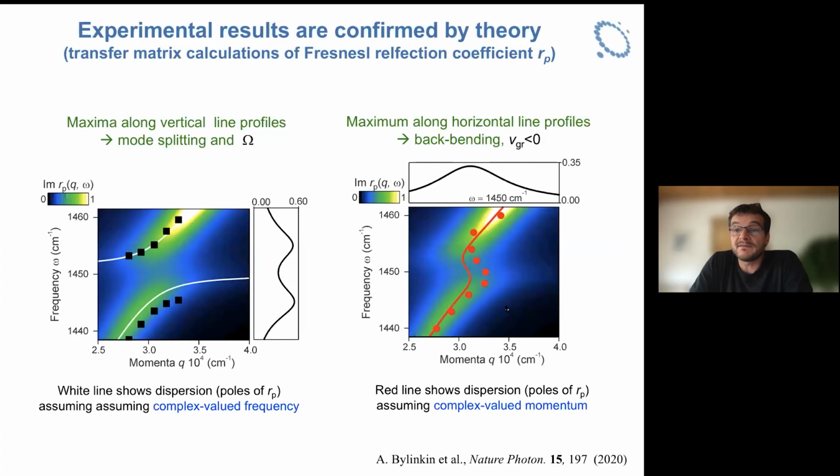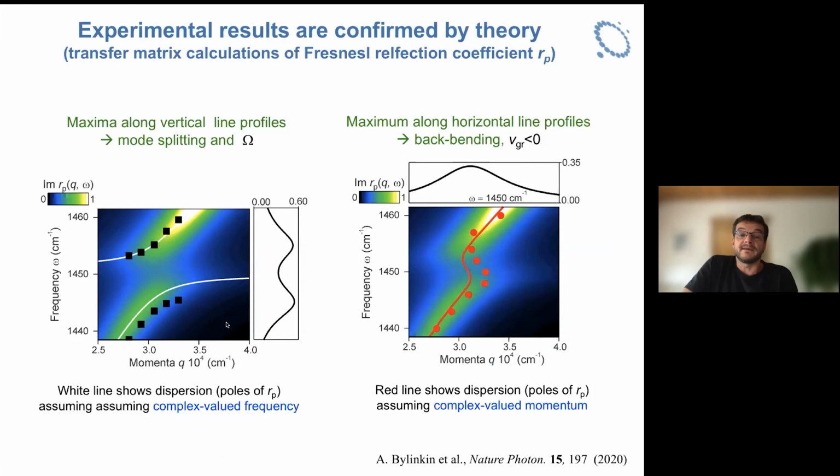So we compared that with the theory, and to that end we performed transfer matrix calculations. We calculated the imaginary part of the reflection coefficient of this stack of hBN, molecules and the substrate. And we plot the imaginary part, which is this color plot here in the background. And you see already it resembles very strongly the experimental data. It's just cleaner because we have here more frequency and momentum resolution.